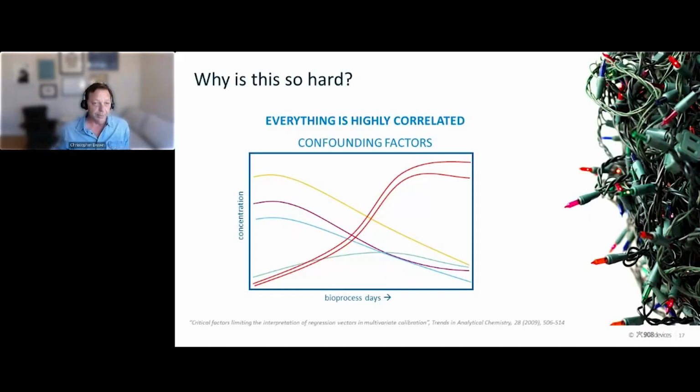So how do we do that? And why is it so hard? Why does it take so long a lot of the time? Bioprocesses in particular are a tricky application for developing multivariate models.